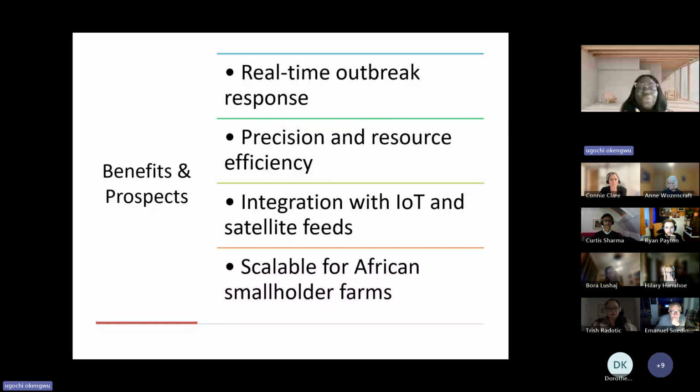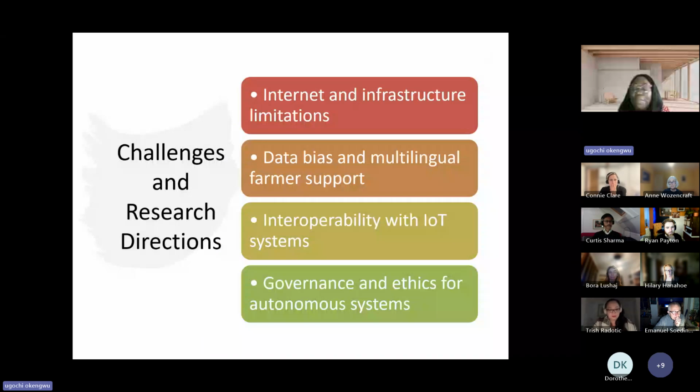Data bias and multilingual farmer support. Most of the smallholder farmers in the African context may not really understand English. The real farmers in the bush, we need to have a multilingual platform that could translate some of these outcomes to their own local languages. Interoperability with IoT systems will also be a little issue, but those will be taken care of with research and proper collaboration.